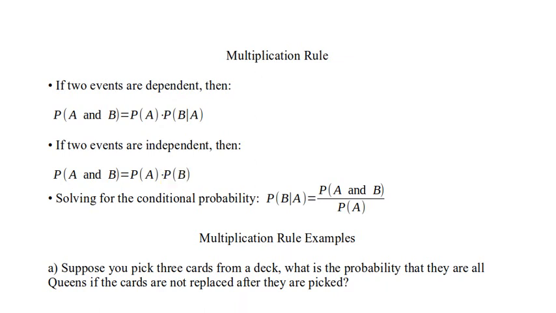So if the 2 events are dependent, if one affects the other, then we need that conditional probability. And in fact, that's exactly what dependent reminds us, is that one affects the other, that one is contingent on the other. Similarly, if they're independent, one doesn't affect the other, and we can simply multiply those 2 probabilities together.